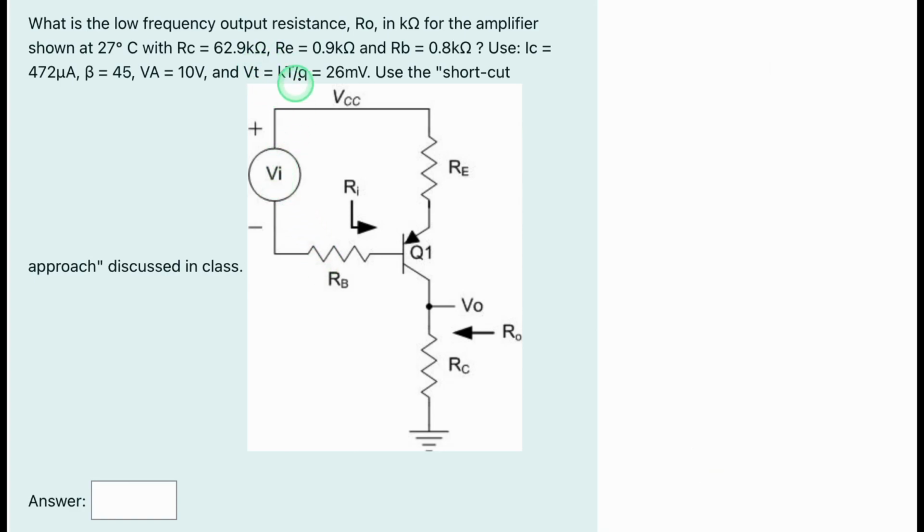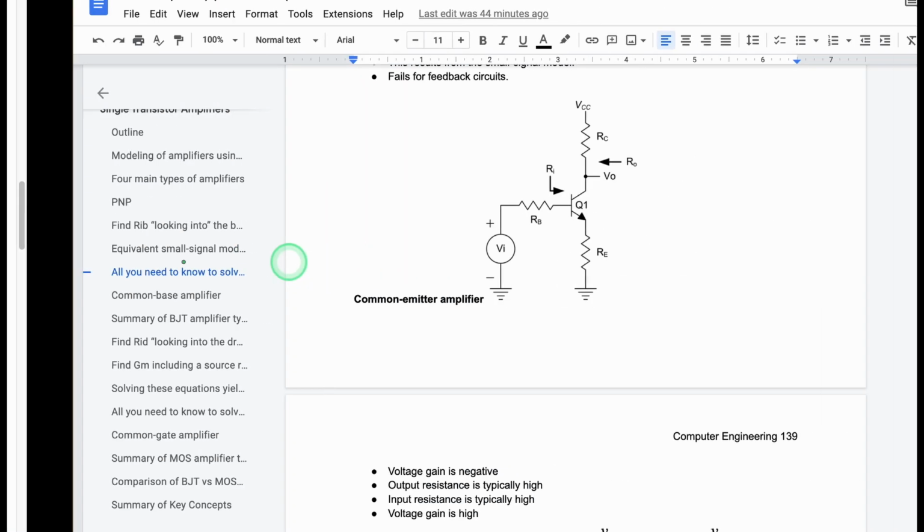What is the low frequency output resistance? So we're finding the RO in kilo ohms for the amplifier shown. We're given some values here. We can use the short circuit approach that we've discussed.